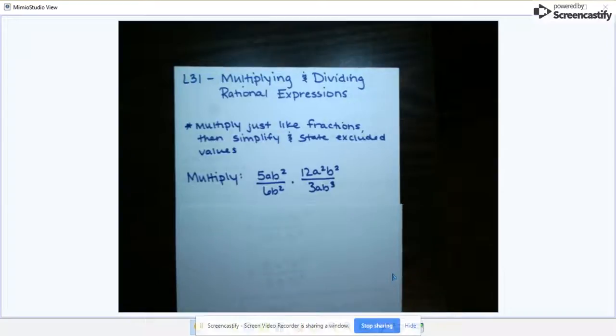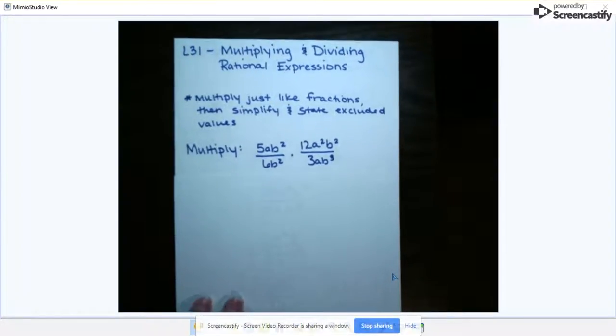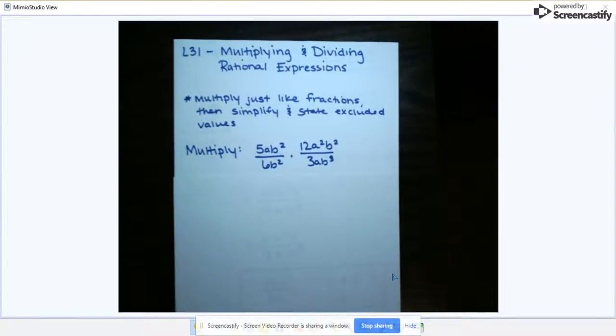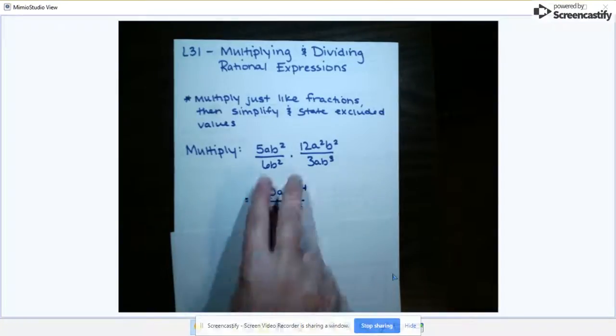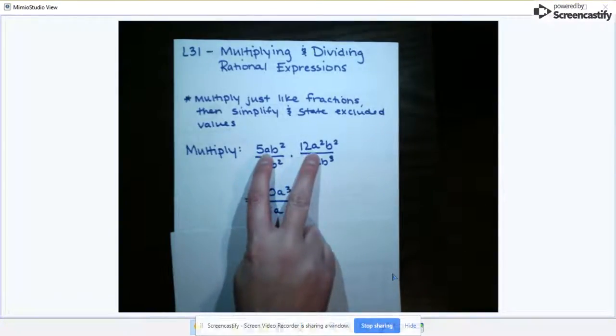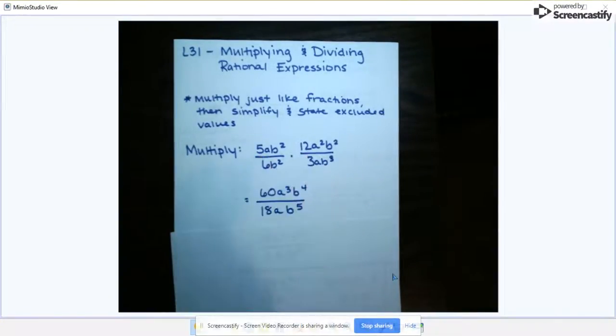So here's an example. These are just monomials. All four of them are monomials. So I think it's easiest to just multiply straight across the top and straight across the bottom. So I did that. Remember, when you multiply variables, you're going to add their exponents. So we'd have a 60, a to the third and b to the fourth over 18, a and b to the fifth. Then I simplify my coefficients.